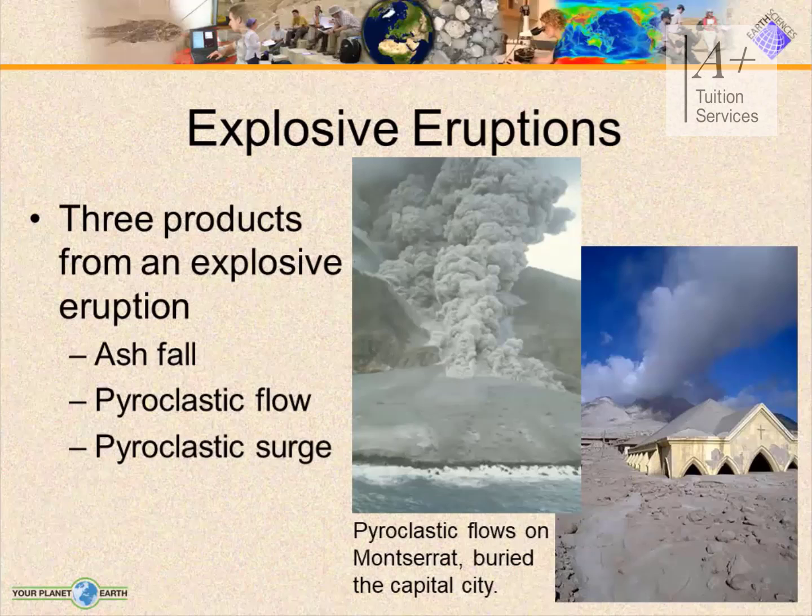So there are three products from an explosive eruption. There are ash falls, pyroclastic flows, and pyroclastic surge. So this here is the city of Montserrat. This is an island. There's nobody living there now because of this volcano. There's an active volcano on the island of Montserrat. Pyroclastic flows on Montserrat bury the capital city. So the ash falls and the pyroclastic flow literally covered buildings. It was that deep. It was that amount of lava being ejected.